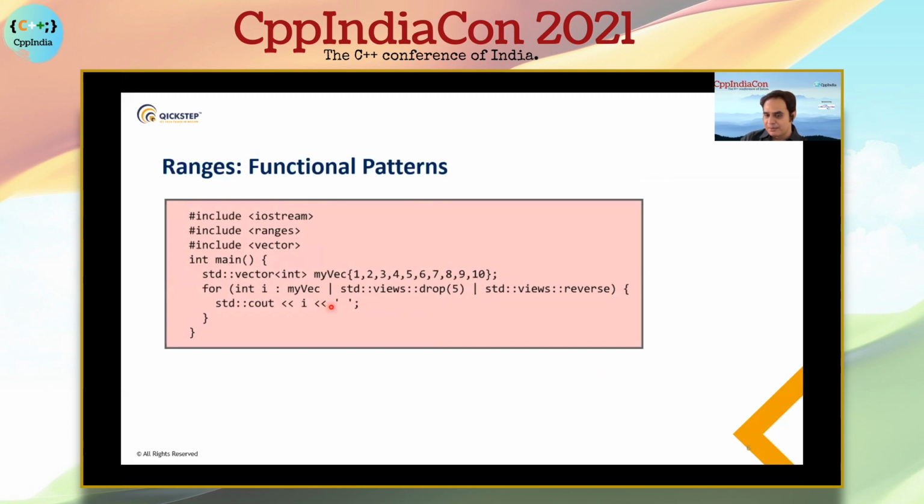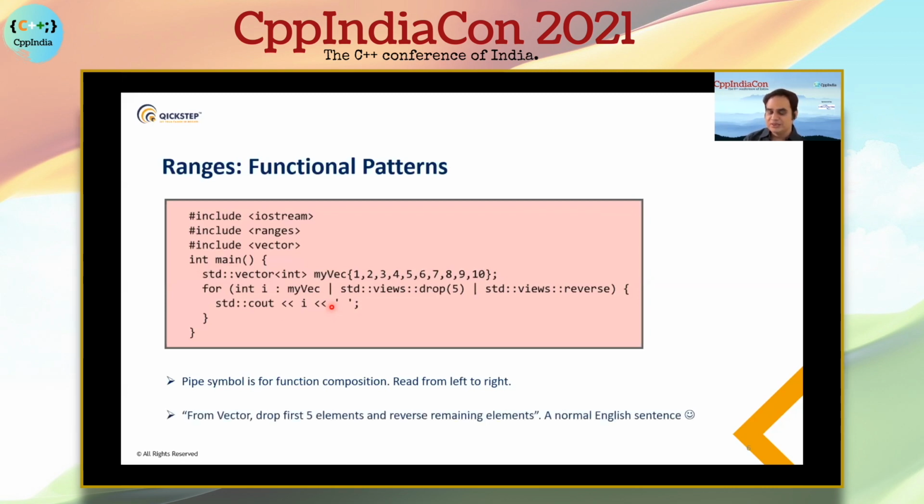compose functions, right? If you read from left to right, it becomes something like: I have a vector, from that I simply want to drop 5 elements, and then I am simply reversing it. So if you read it, it gives more of a functional way of thinking. It's like a normal English sentence. If you write it this way, it makes it more intuitive and more simple. So this is simple function composition.